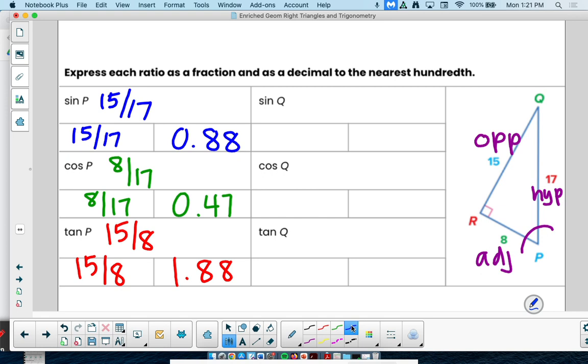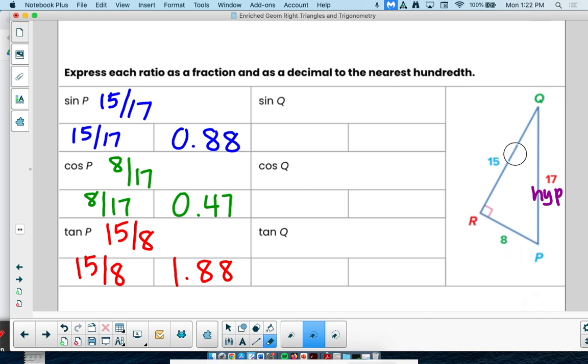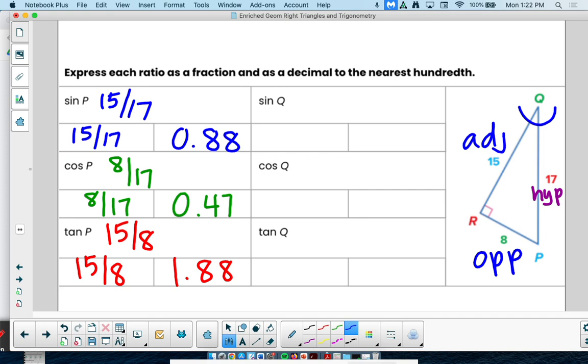Okay, now what's different between these three and these three examples? Different angle. Right? Now we're going from Q, so we do have to erase because that's going to change our sides. So now what side's opposite Q? 8. And which one's your adjacent? 15. Okay, I'm going to let you guys try to write those ratios and we can compare, okay? Hypotenuse is always going to be across from that right angle, so that's not going to change.